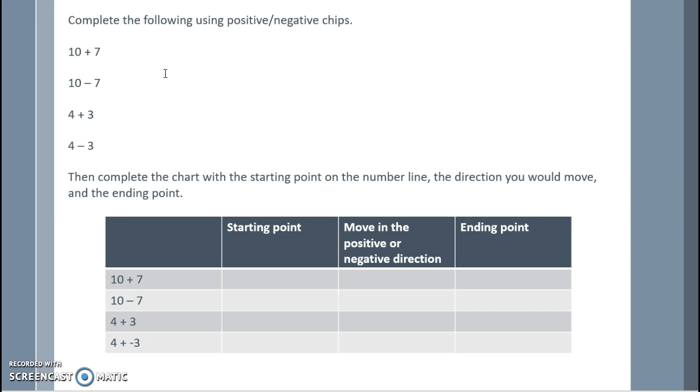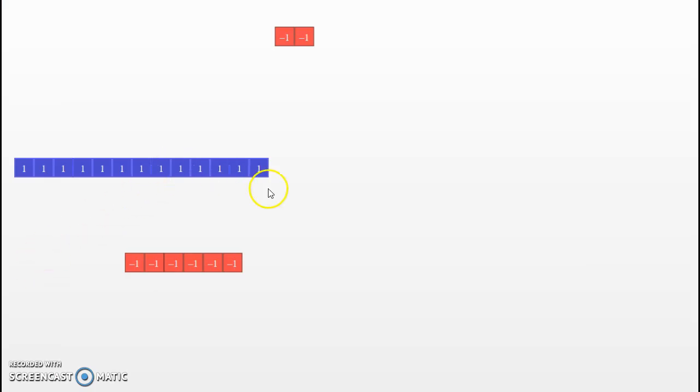Complete the following using positive and negative chips. The first one was 10 plus 7. So 1, 2, 3, 4, 5, 6, 7, 8, 9, 10, 13. So you need 4 more to get to 17. 1, 2, 3, 4. Perfect.